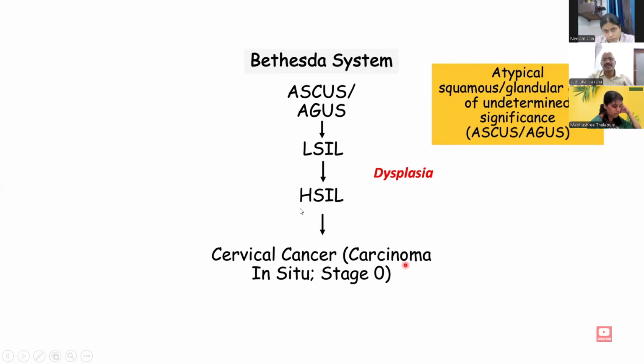If an HSIL report is given, that doesn't mean the person has cancer. It means that out of 100 persons, 10 may develop carcinoma in the next 10 years. So HSIL is a pre-cancer stage. Both LSIL and HSIL are pre-cancer stages. In a pap smear we give the report as inflammatory smear or NILM, which is not malignant. If you get a diagnosis of HSIL, it is a pre-cancerous lesion. It can turn into cancer.